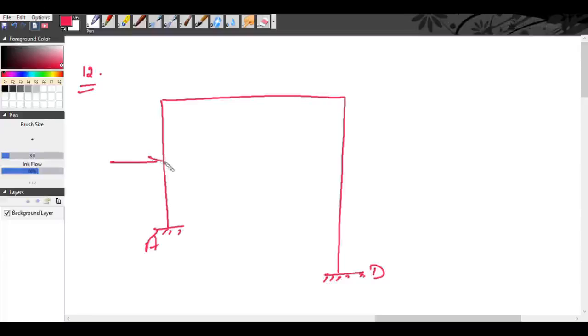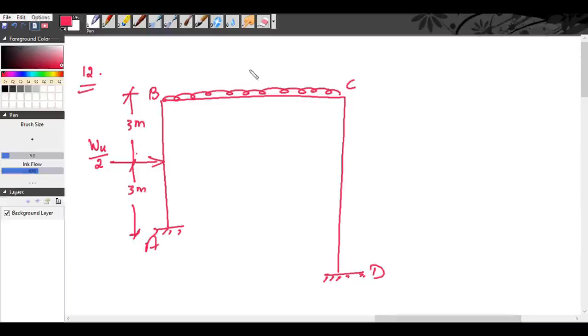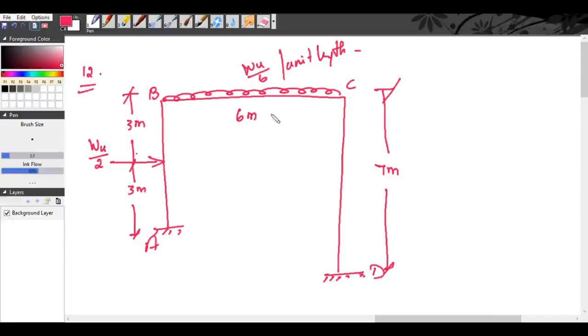There is a concentrated load of WU by 2 at a distance of 3 meter from A. So this is also 3 meter. So A, B, C and D. In the span BC you have a UDL of WU by 6 per unit length. And CD is 7 meter. The span BC is of 6 meter length. Also, for the span BC, the plastic moment is MP.